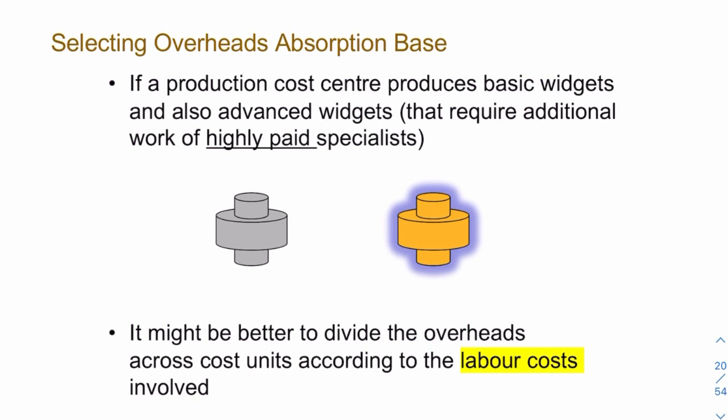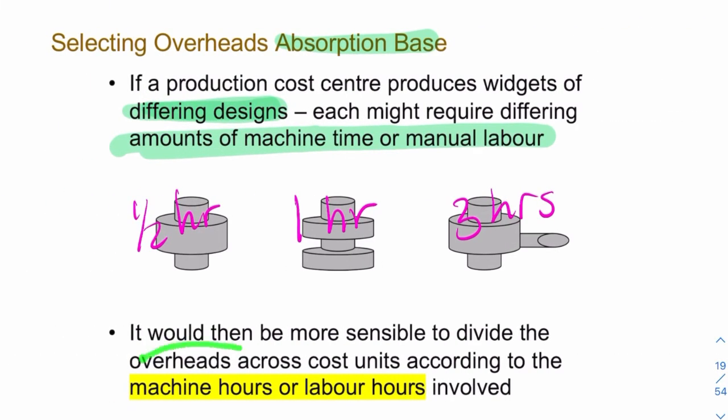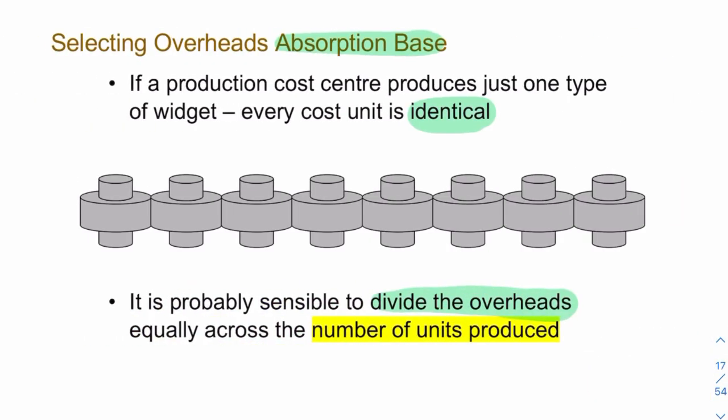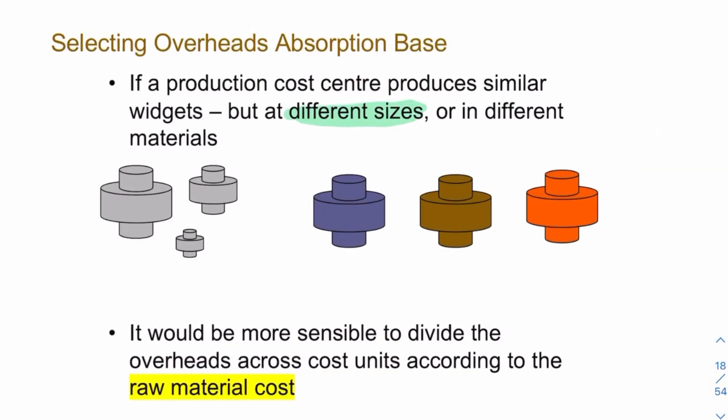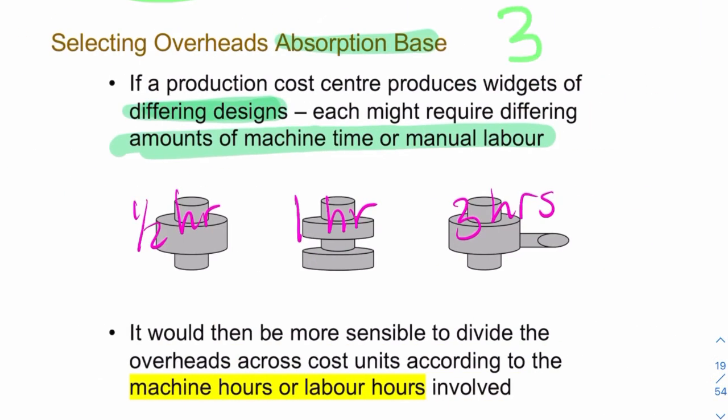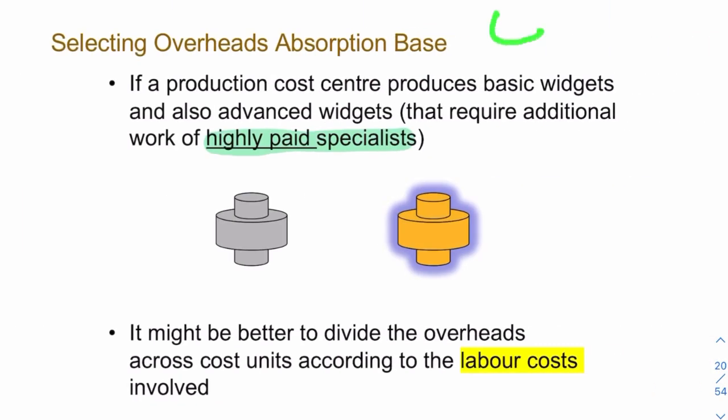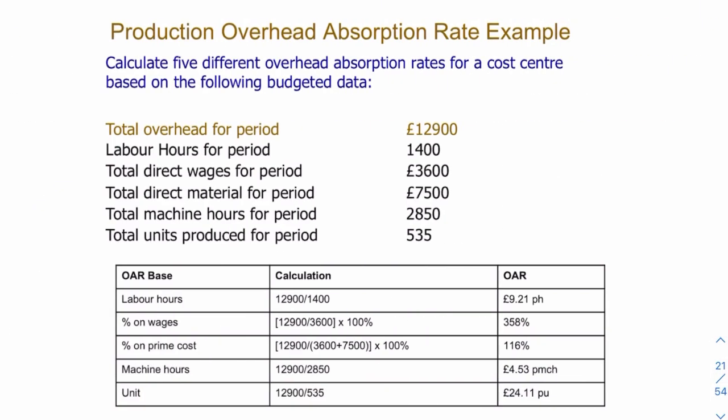Similar, but slightly different, it could be that what's involved isn't a machine, but a specialist. So it could be that I'm paying more to produce one cost unit compared to another, and therefore it would make sense that I would use my labor cost rather than our machine time. Right, so number 1, number of units. Number 2, raw material cost. Number 3, machine hours. And now number 4, we have labor costs. You can think of other ways of doing it, but these are 4 very common ways of doing it. And let's look at an example.